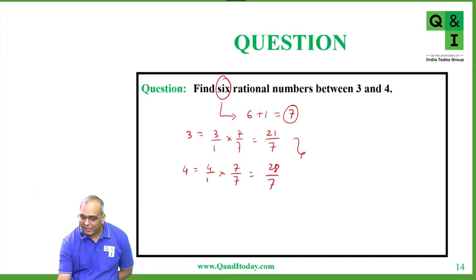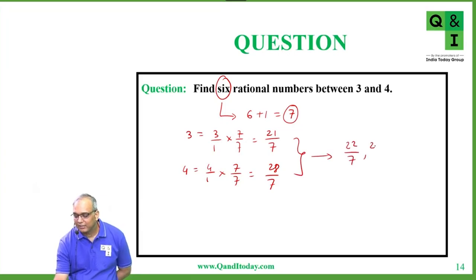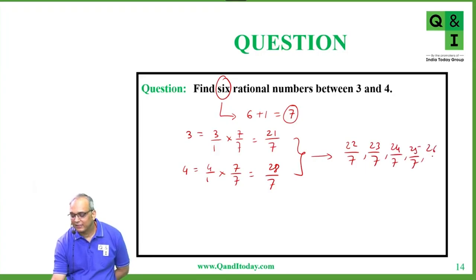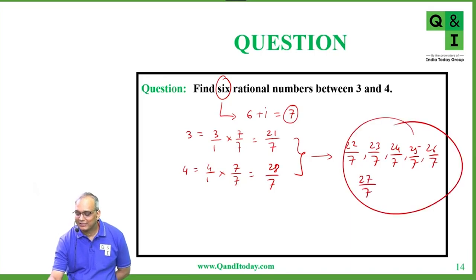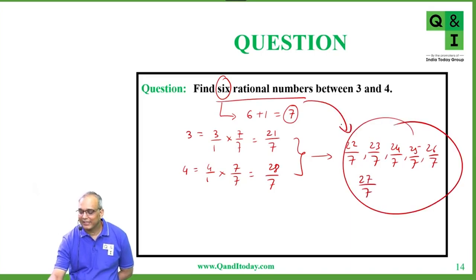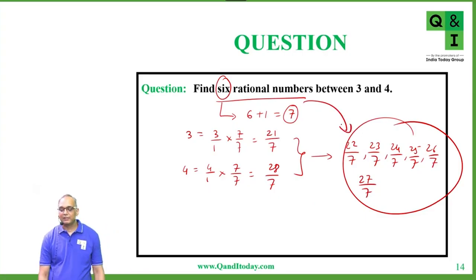Now, the numbers between them are 22 by 7, 23 over 7, 24 by 7, 25 by 7, 26 by 7, and 27 over 7. So these are the 6 rational numbers which are there between 3 and 4. Is it clear, students?